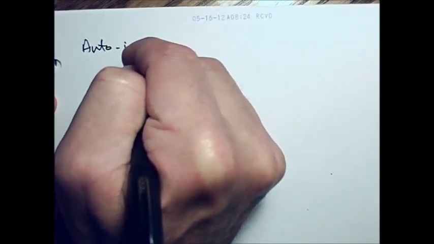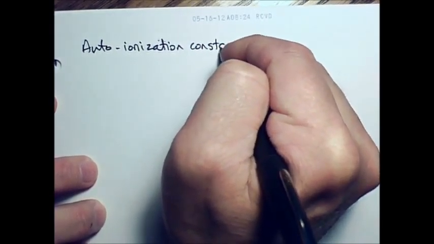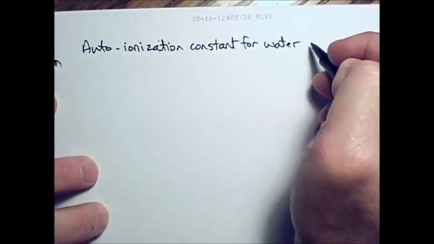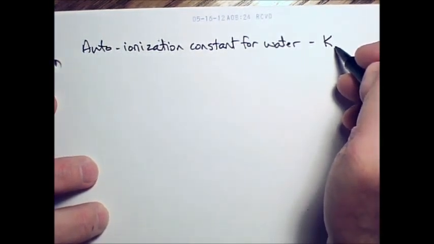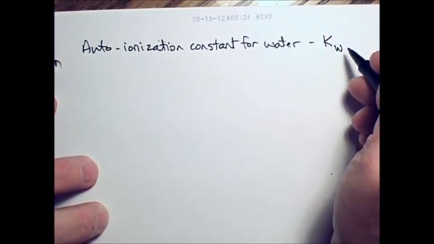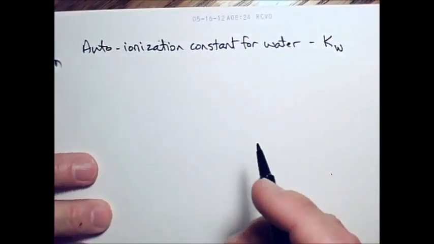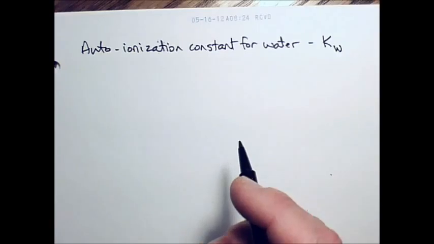Then there's this number called the auto-ionization constant for water. The symbol for this is K for the constant, and to identify which constant it is, small letter W, or the letter W in a subscript position. Now this is a capital K. It's not just any constant, it's a pretty special constant, so we use capital K for this one.